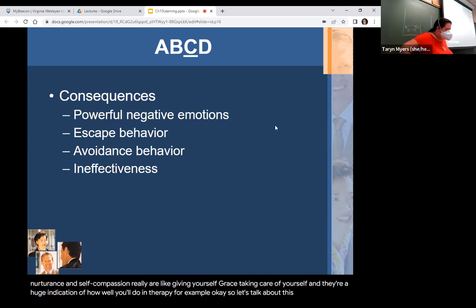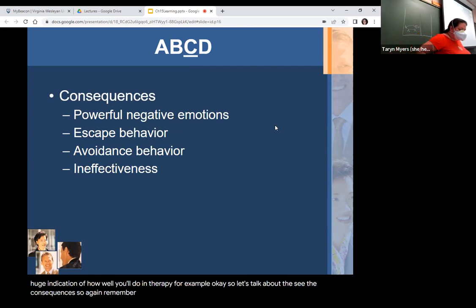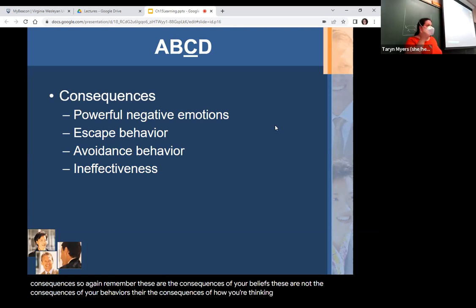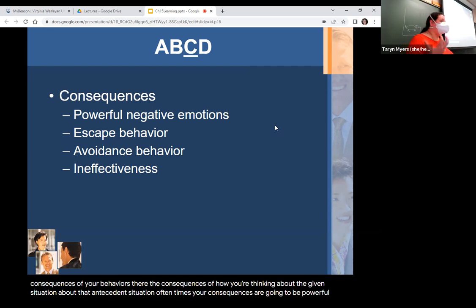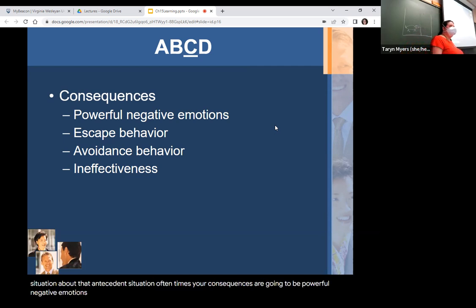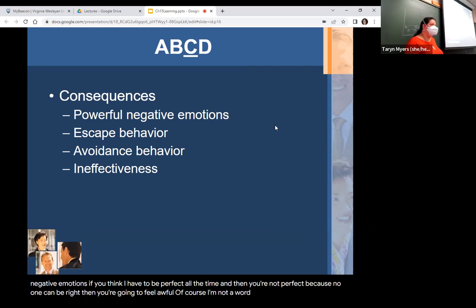Okay, so let's talk about the C, the consequences. So again, remember, these are the consequences of your beliefs. These are not the consequences of your behaviors. They're the consequences of how you're thinking about the given situation, about that antecedent situation. Oftentimes, your consequences are going to be powerful negative emotions. If you think, I have to be perfect all the time, and then you're not perfect because no one can be, right? Then you're going to feel awful. And you're going to think, well, of course, I'm not a worthy person because I'm not perfect.